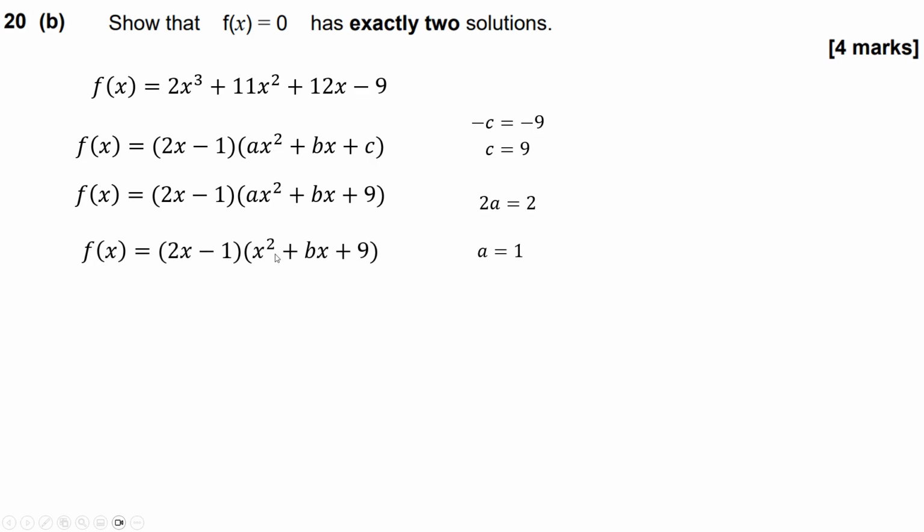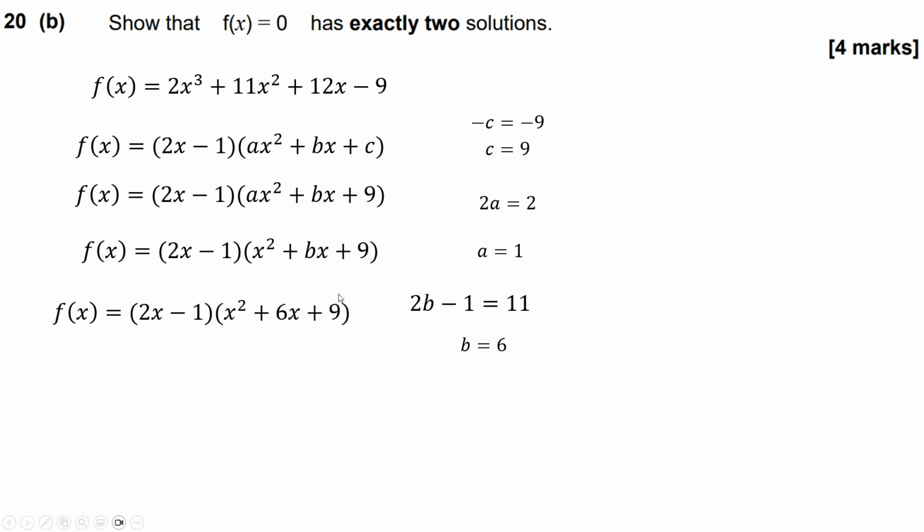So plug in that. And then how can we make an x squared? Well, we can do this times this, or this times this, because those will both give us x squared. So 2 multiplied by b, so 2b add minus 1. Okay, so 2b minus 1 equals 11. Add 1 to both sides, 2b equals 12, and then divide by 2, so b equals 6. Plug that in. That's your b.